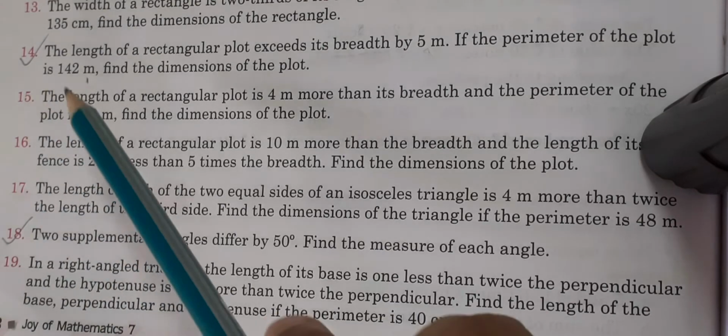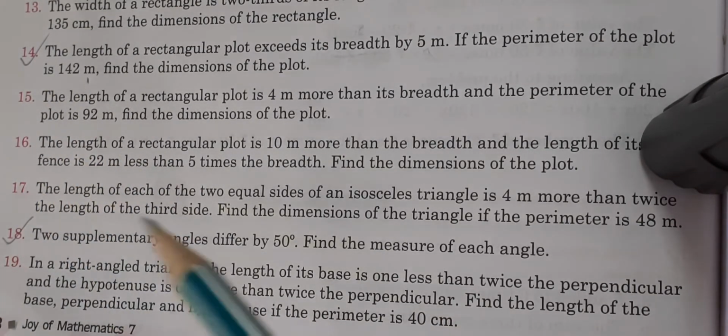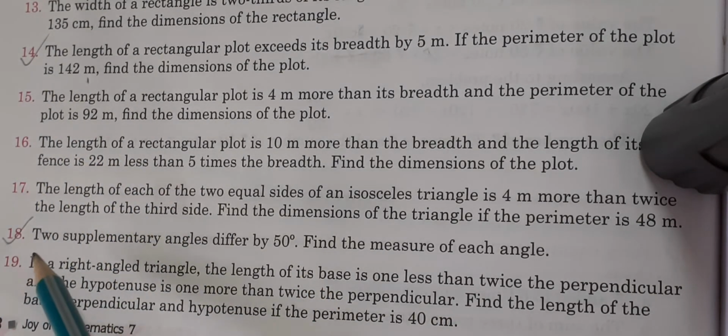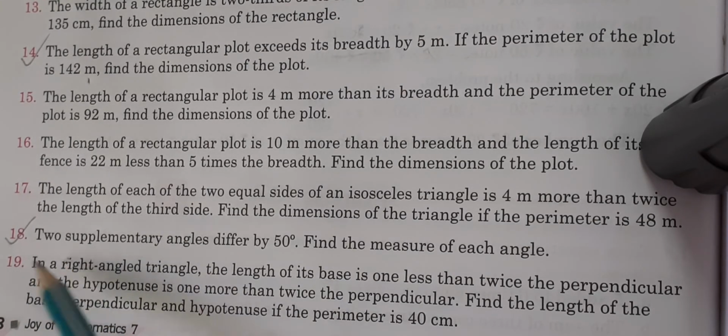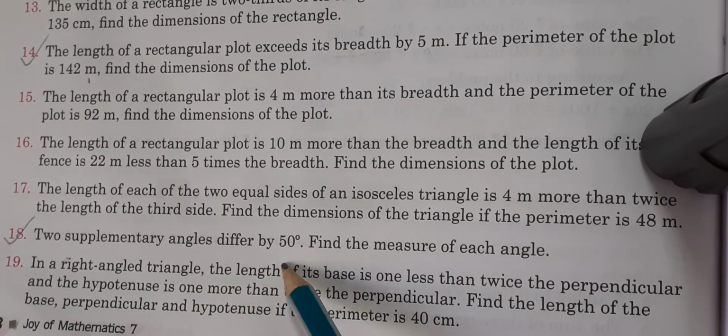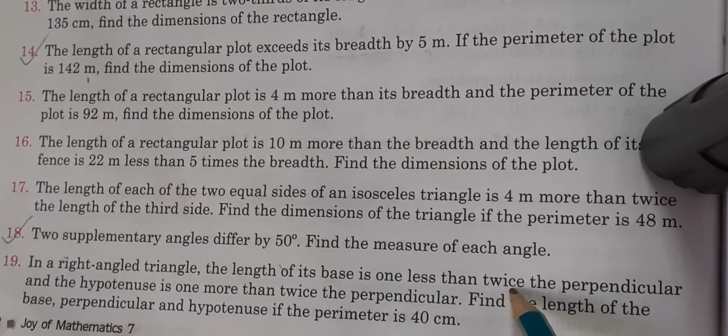Now next 15, 16, 17 excluded, not needed for you this year. Now we will do 18th question. Two supplementary angles differ by 50 degree. Find the measure of each angle.